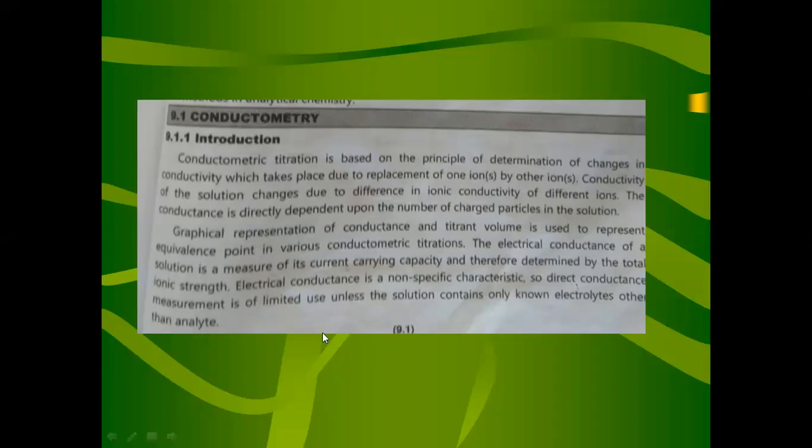So this is a limitation, or disadvantage, of this electrochemical analysis: we can use this method only when we know which ion is present in the solution. We should know which type of ion is there in the solution, then and only then can we use this method for the measurement of current in the solution.